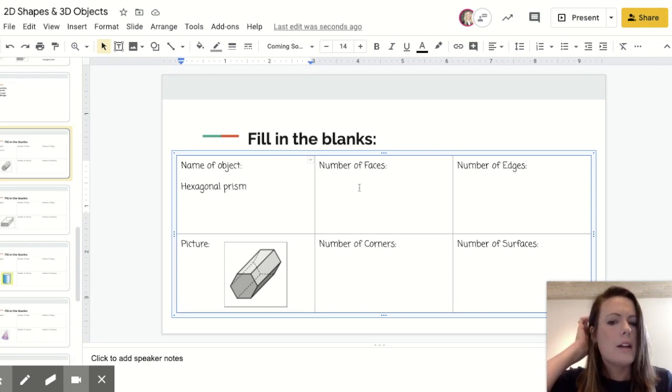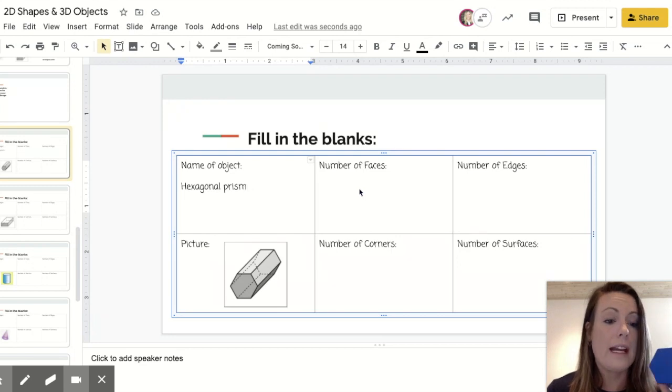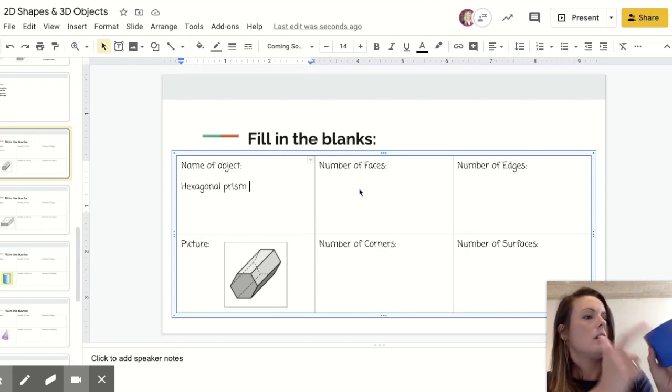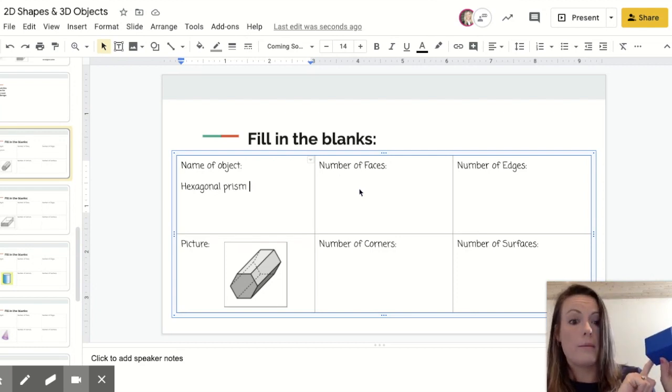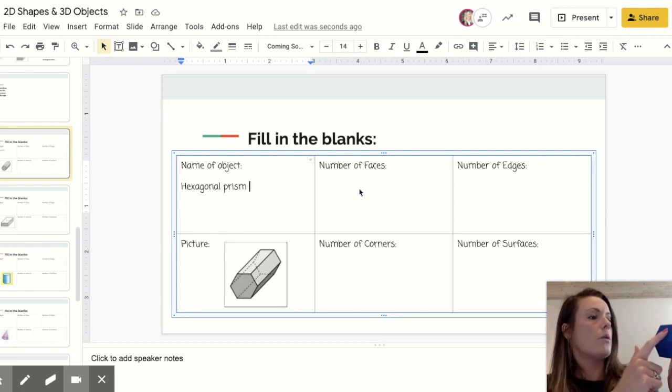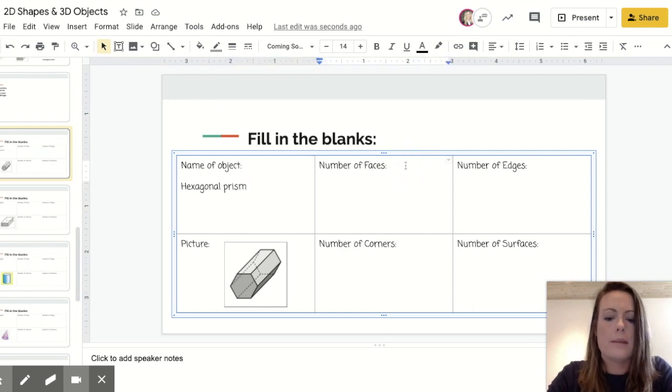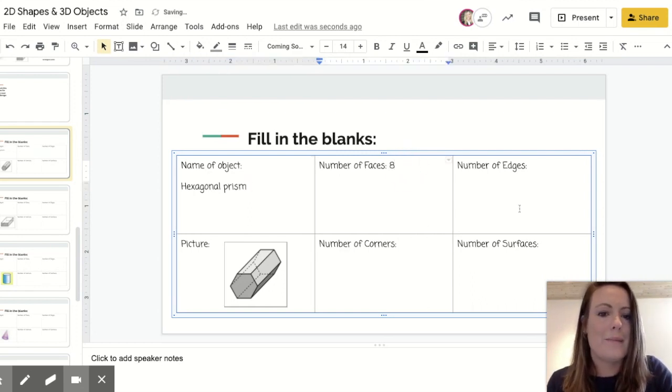Hexagonal prism. Okay, so let's go through number of faces. I know that a face is a flat part all around my shape. It's not curved, it must be flat, a flat face. Okay, so let's count them. We have 1, 2, oh, I've got a lot of them around the outside. 3, 4, 5, 6, 7, 8. I have 8 faces on my hexagonal prism. So I put in my number 8.